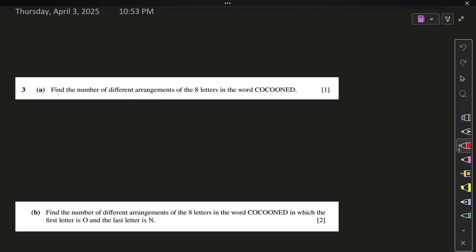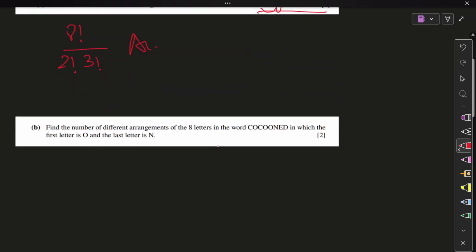Revision will keep happening. Anyways, find the number of different arrangements of the 8 letters in the word cocoon. 8 letters, so 8 factorial divided by repetitions. C is repeated 2 times and O repeats 3 times. That is the answer. Moving on.